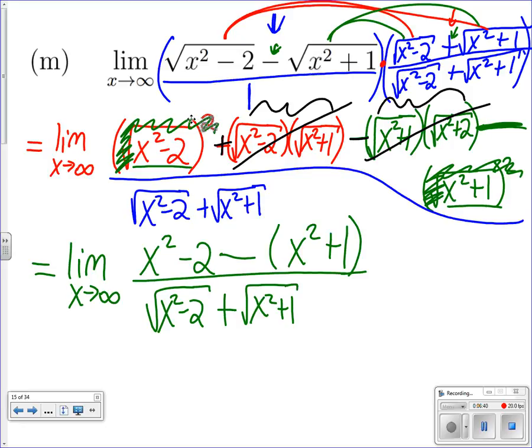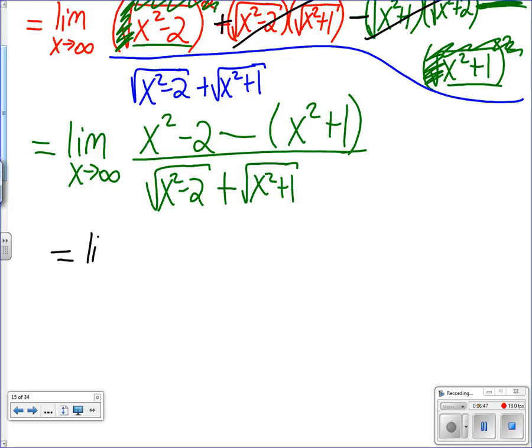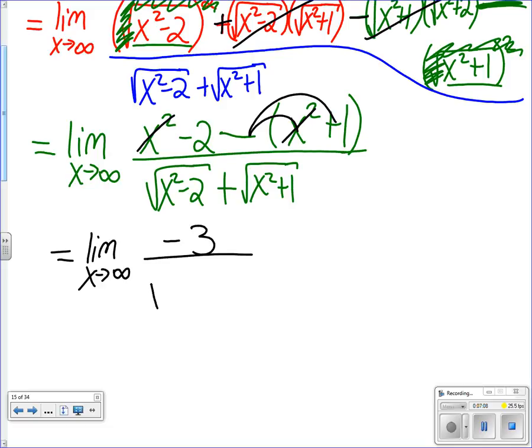Now at this point, I'm going to go ahead and combine my like terms on top. So then we have the limit as x approaches infinity of x squared, really minus x squared. Those just end up dropping out. We have negative 2 minus positive 1. So we end up with negative 3. We then end up with the same exact bottom, square root of x squared minus 2 plus square root of x squared plus 1.